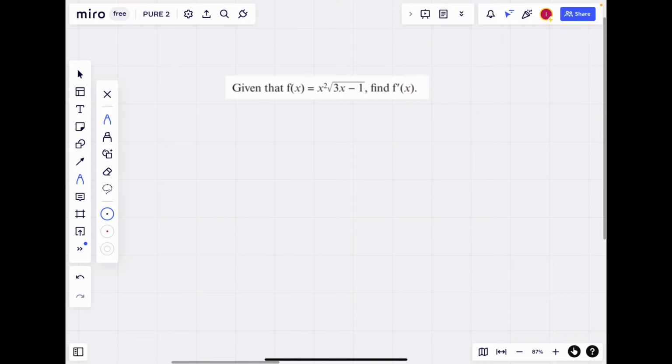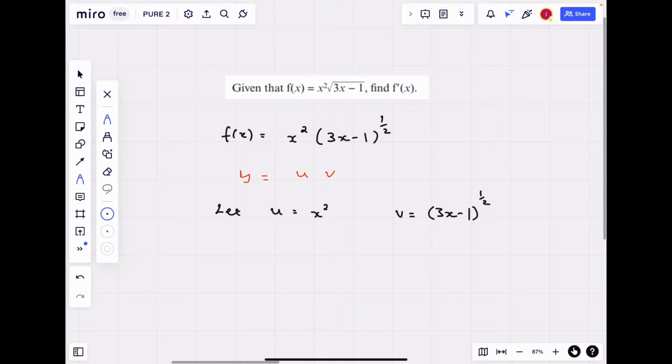So you have two parts to your function. You have x squared, and then you have root 3x minus 1. Just like with the chain rule, where we converted everything to brackets if we could, we're going to do the same thing here. So f(x) is x squared times (3x minus 1) all to the power of a half. Now, this is in the form y equals uv. So we're going to let u equal x squared, and v equal (3x minus 1) all to the power of a half.